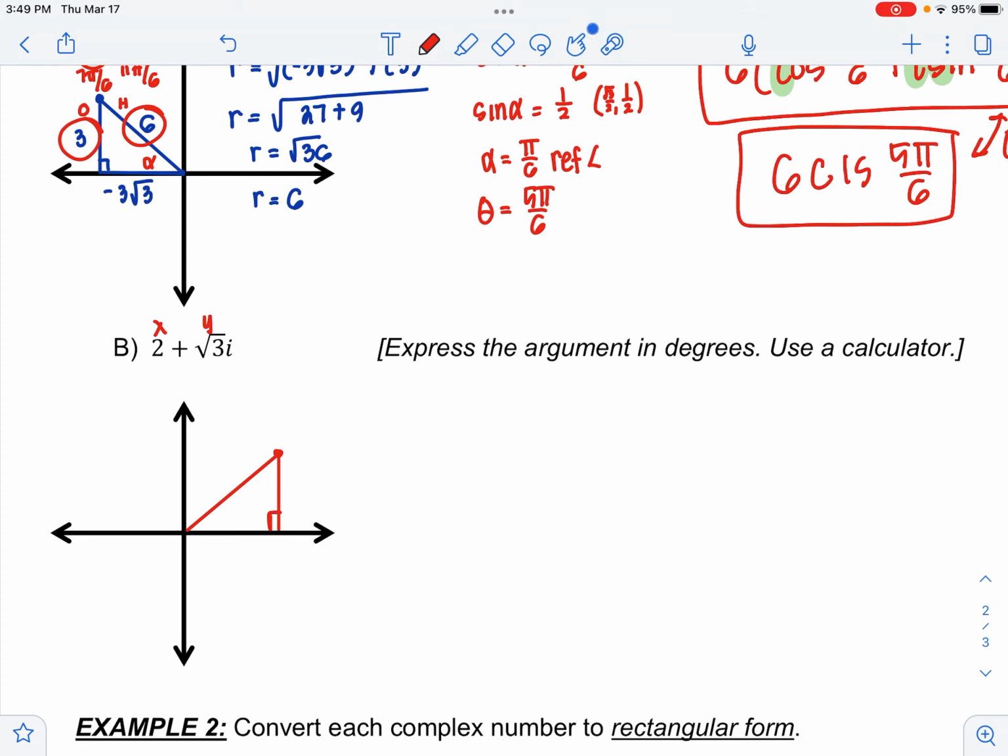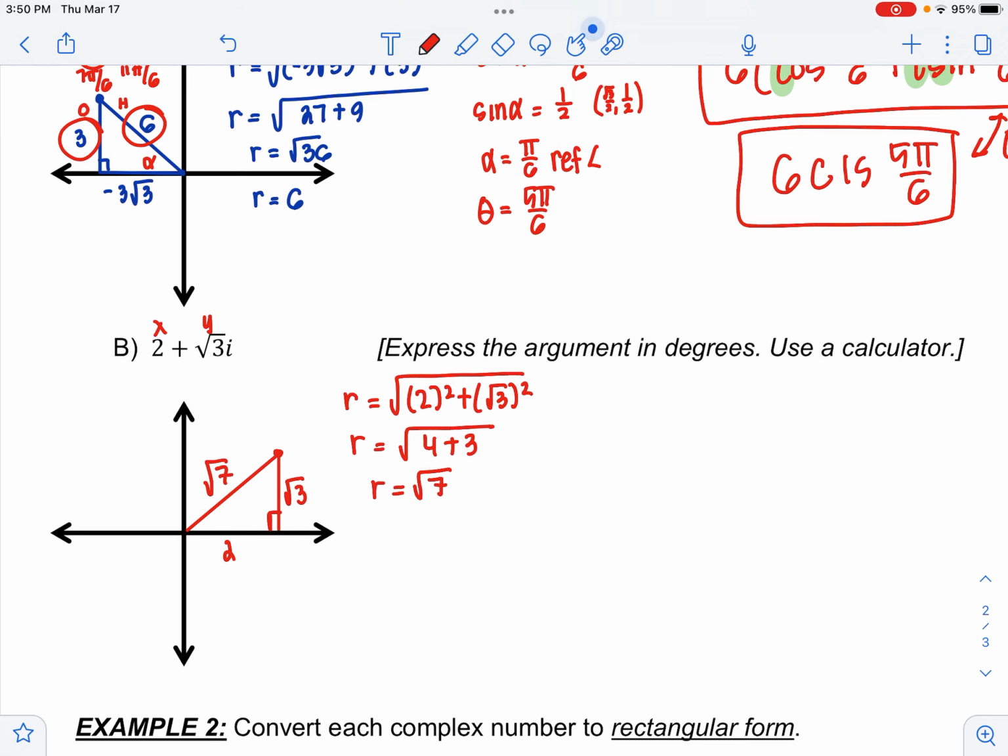A lot of these things you should feel pretty comfortable with. This is 2, this is root 3. And then I need to find r right here. So let's find r using the Pythagorean theorem. We have r equals the square root of x squared, which is 2 squared, plus y squared, which is root 3 squared. r equals the square root of 4 plus 3. r equals root 7. Root 7 is not simplifiable, so I'm just going to leave it as root 7.